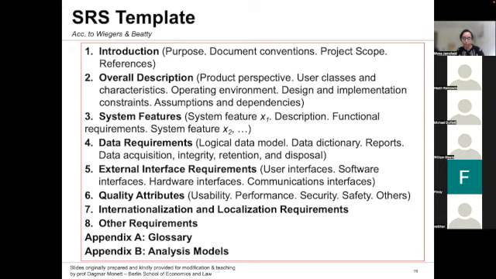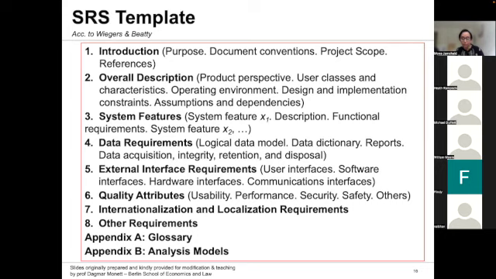So I was just talking about the external interface requirements. Another feature that I've just mentioned here in my notes is that the data requirements not just talk about the data dictionary or the data acquisition, they also talk a lot about the security and privacy of the data. And that should also be covered in data requirements, right?